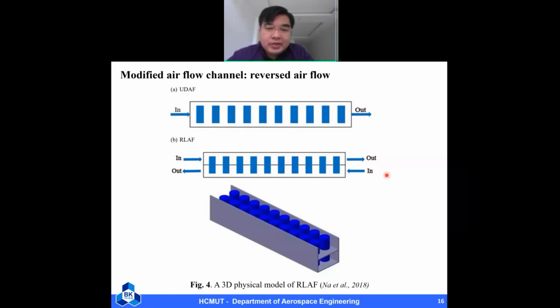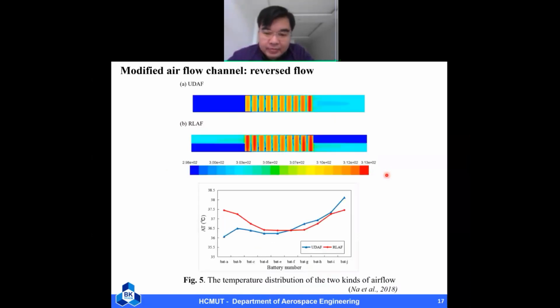And we don't really need to make an experiment. We just use CFD, and this is some result from this order. So you can see that for the classical type, the maximum temperature is very high, but with the reverse flow, you will have a lower maximum, and the distribution is better.